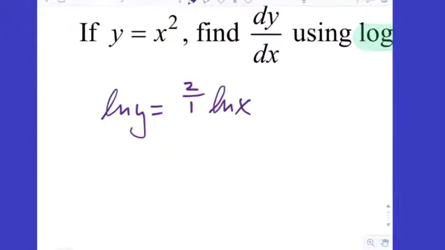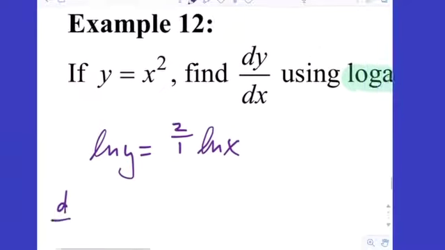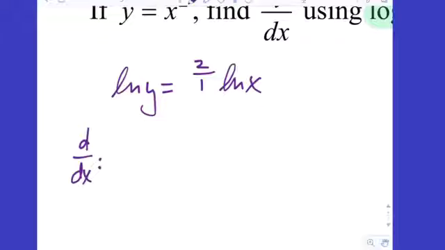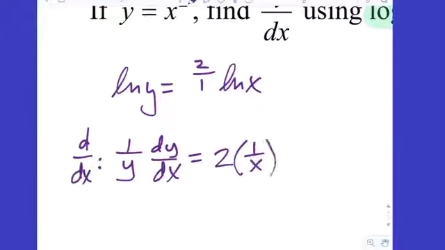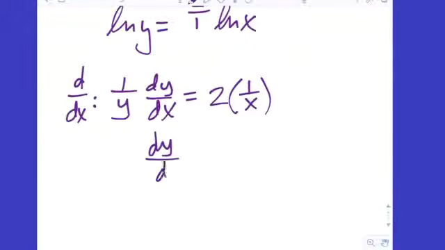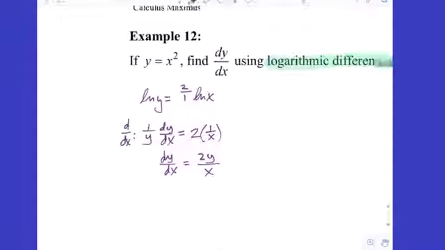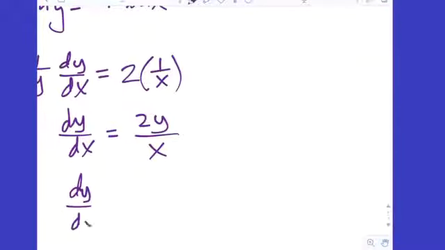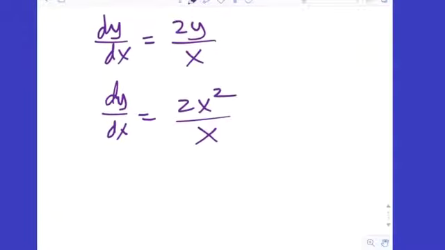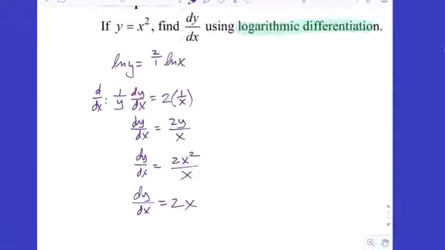Feels better. Okay. Now we're going to take the derivative with respect to x. All right, with respect to x implicitly. So the left side becomes 1 over y times the chain rule dy dx. This becomes 2 times the derivative of the natural log of x, which is 1 over x. Cool. And now I'll solve for dy dx. It ends up being 2y over x. But remember, we started as a function of x. So now I'm going to substitute. What is y actually equal to? x squared. So let's substitute it in. So dy dx is equal to 2x squared over x, which, by the way, if you divide out one of your x's, gives you 2x. And it works. Wow.